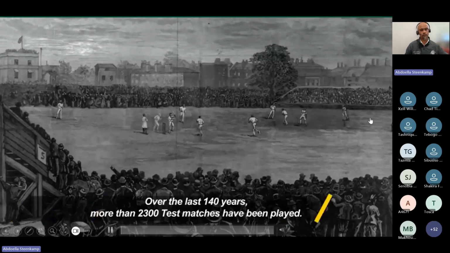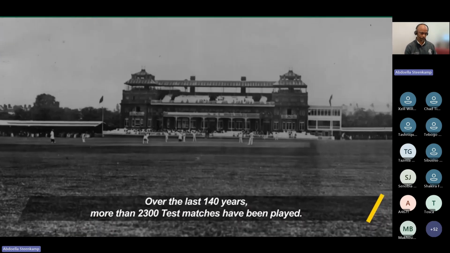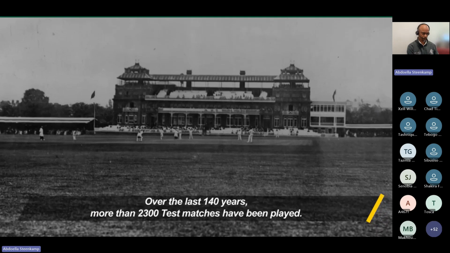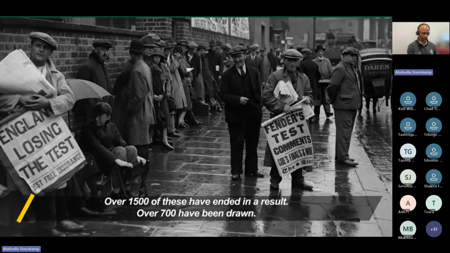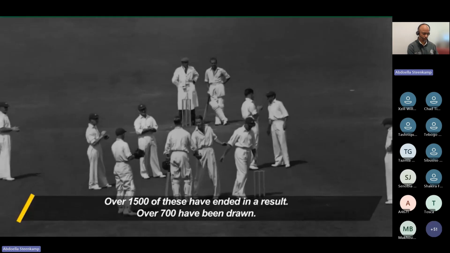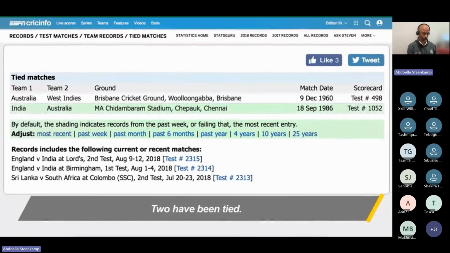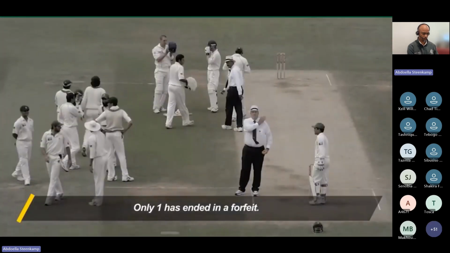Over the last 140 years, more than 2,300 test matches have been played. Over 1,500 of these have ended in a result. Over 700 have been drawn, 2 have been tied, and only 1 has ended in a forfeit.